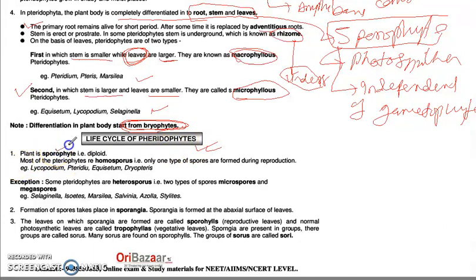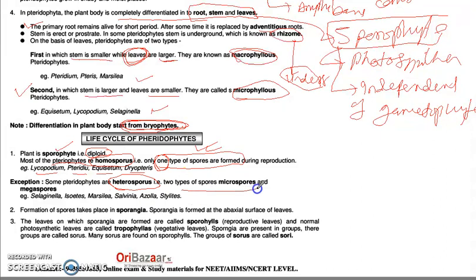Normally Pteridophyta is a sporophyte plant, that is, the diploid plant is dominant, as I have already discussed. Mostly the Pteridophyta are homosporous, meaning only one type of spore is found during reproduction. The examples are Lycopodium, Pteris, Equisetum, and Rhynia. The heterosporous seed habit is very important and is asked in your NEET exam.